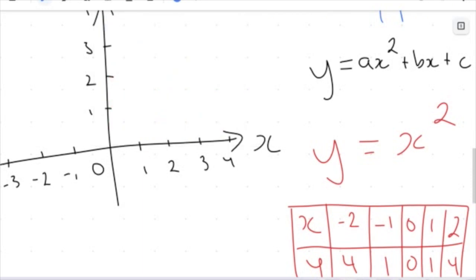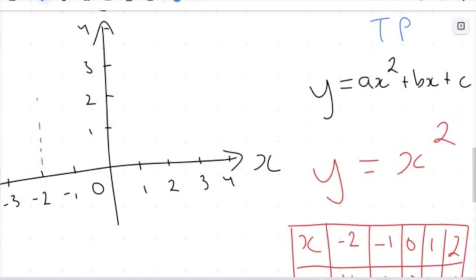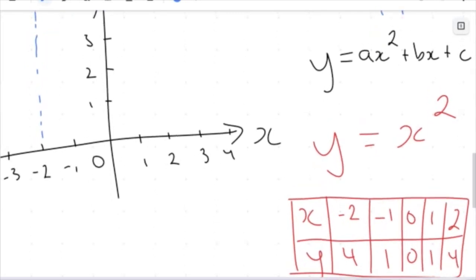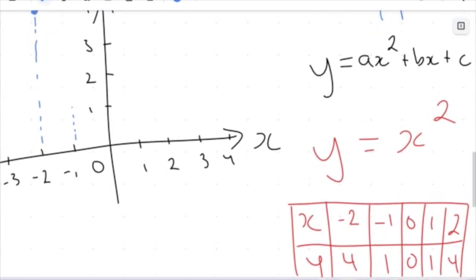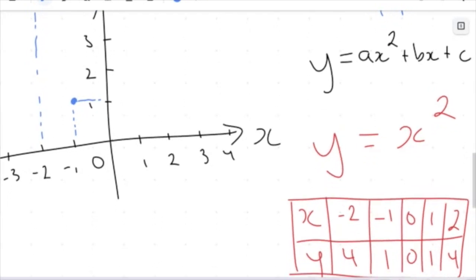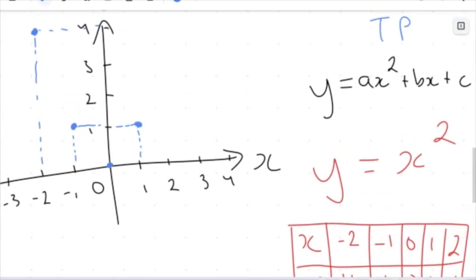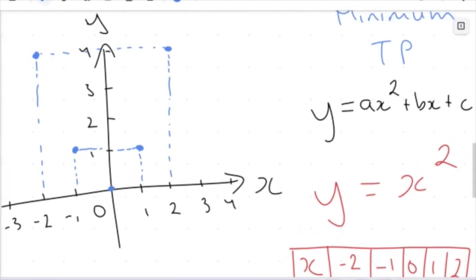So when x is -2, my y equals 4. When my x equals -1, my y equals 1, positive 1. When my x equals 0, my y equals 0. When my x equals 1, my y equals 1. And finally, when my x equals 2, my y equals 4. So these are all my points.